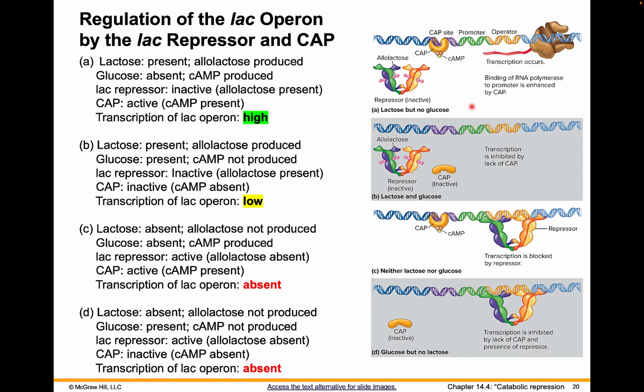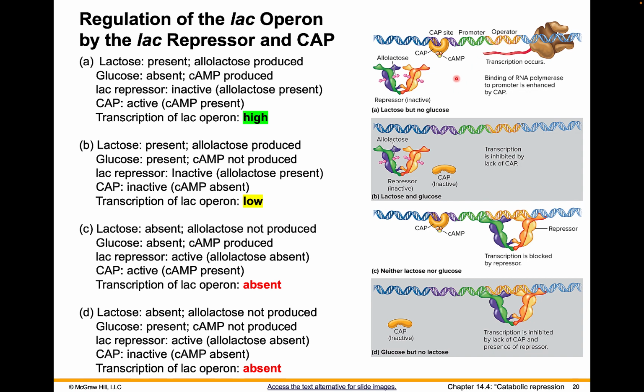glycolytic pathway. So now what we are seeing is that in that case, as there is no glucose, remember that in absence of glucose, the cyclic AMP is produced, and the cyclic AMP binds to this catabolite activator protein, which binds to the CAP site. On the other hand, lactose is present as well. So allolactose is produced, and allolactose binds to the lac repressor. So lac repressor cannot bind to the operator region.